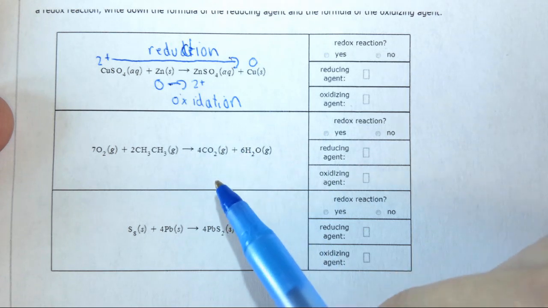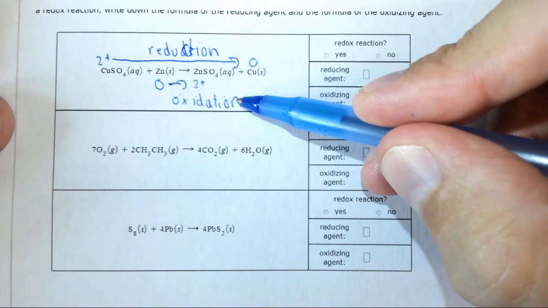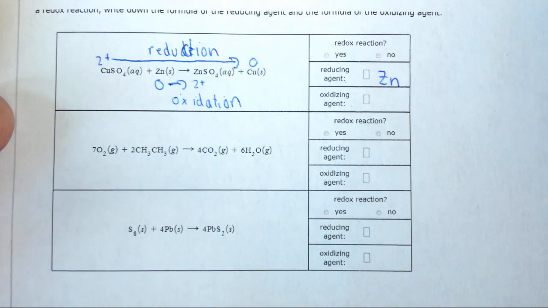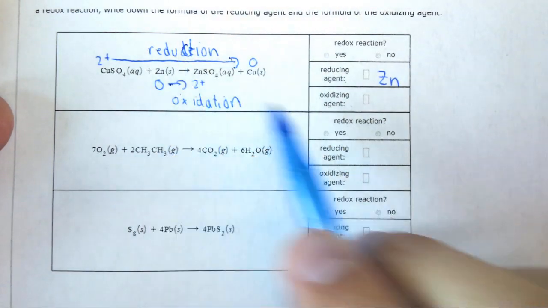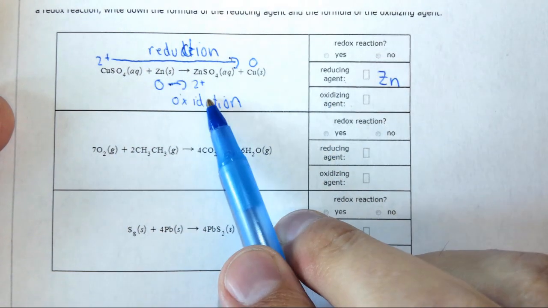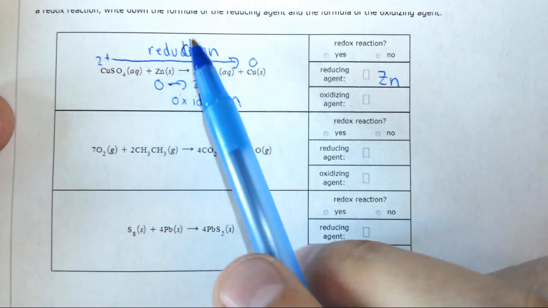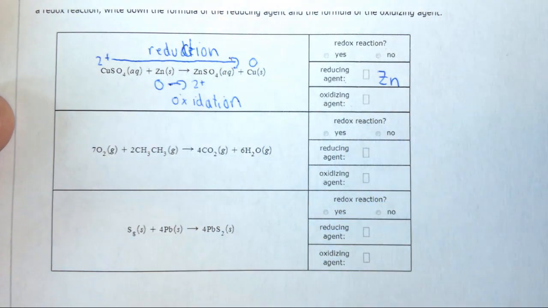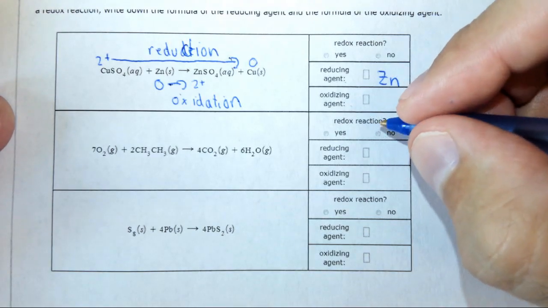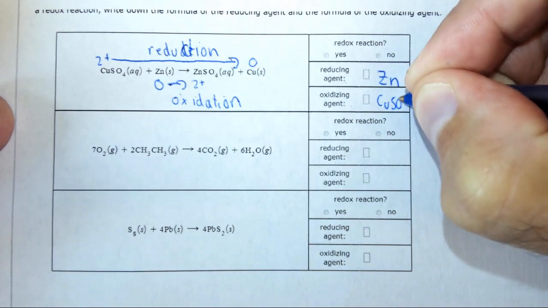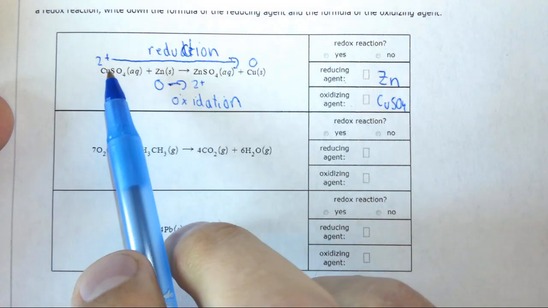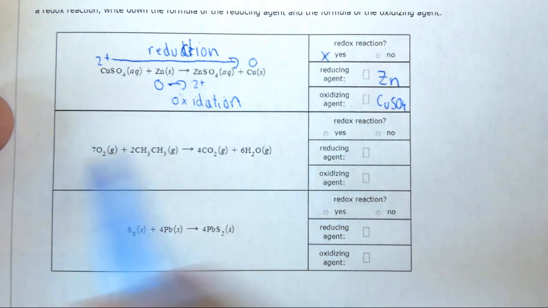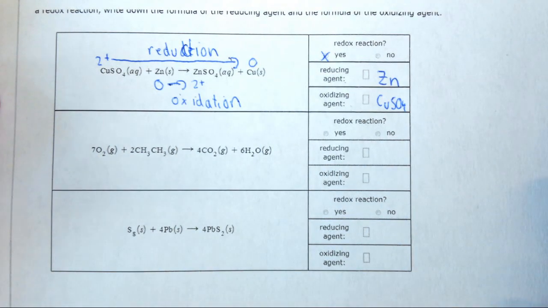The agents are the opposite of this. So the thing that is oxidized is the reducing agent, which in this case is zinc. The thing that's reduced is the oxidizing agent because it oxidized the zinc. So whatever it is, it's the opposite agent, if you will. And here, I think you could put copper 2+, but on the answer key they have CuSO4 as the oxidizing agent. And yes, this is definitely a redox reaction because things changed their oxidation states.